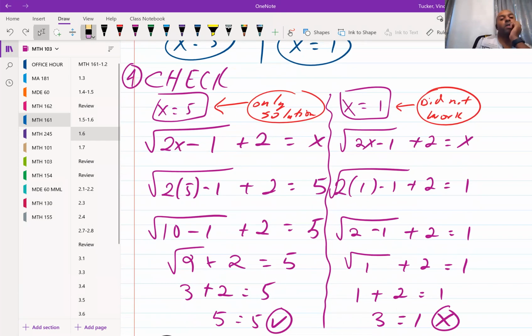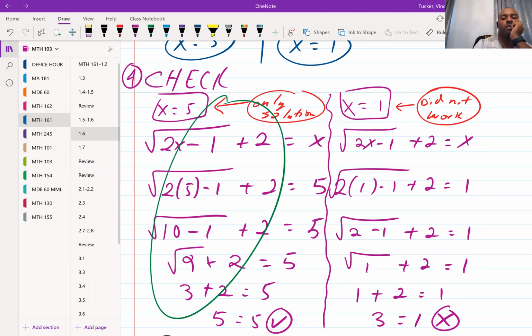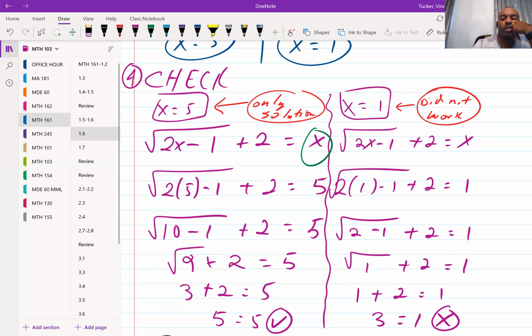All right. So you take your solution, x equal to 5, plug it into the original equation. So that's what I did here on the left. So 2 times 5 minus 1 under radical, and then 5 over here for x. So everywhere you see x, you have to put 5. That'll be 9 under radical, and the square root of 9 is 3. 3 plus 2 is 5, so that checks out.